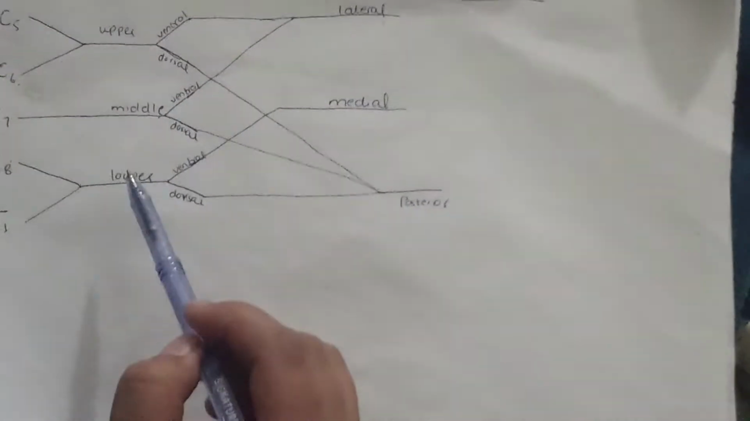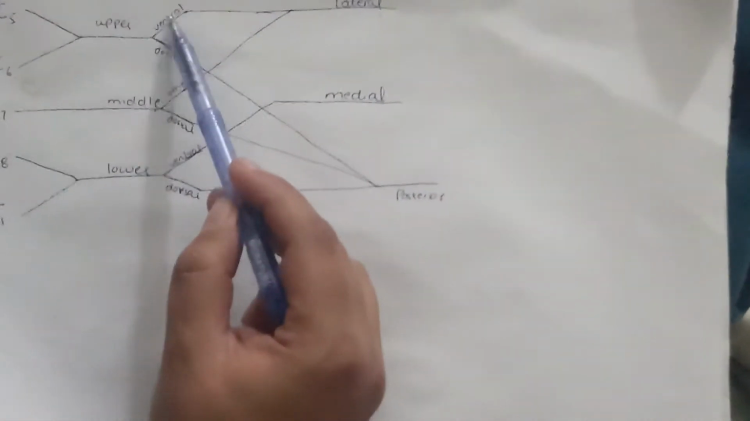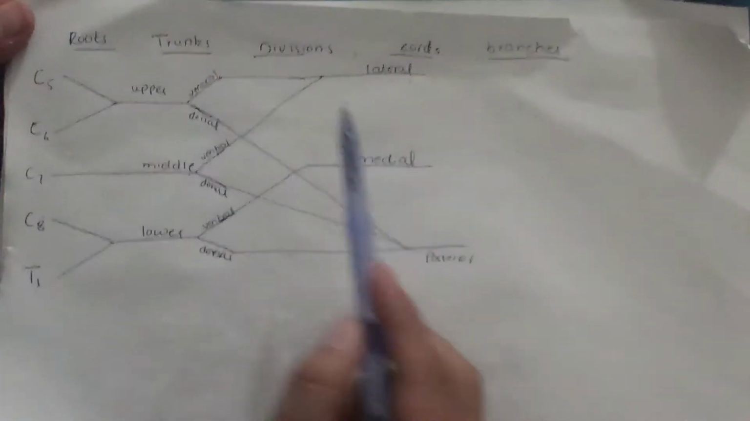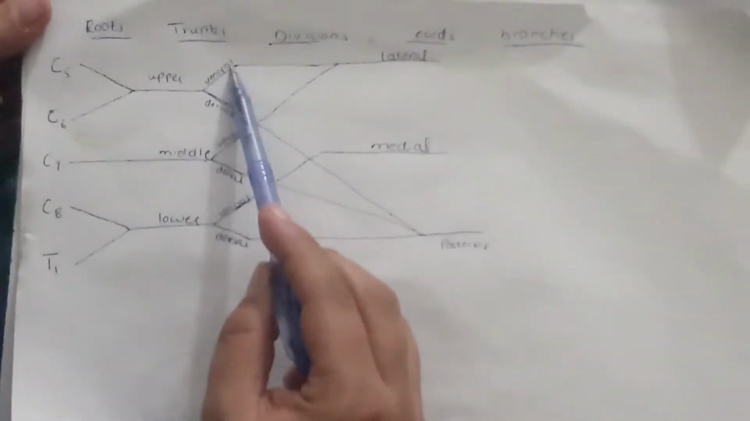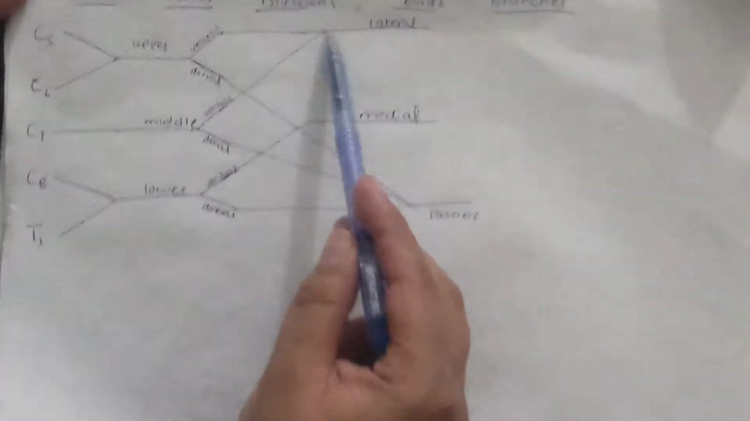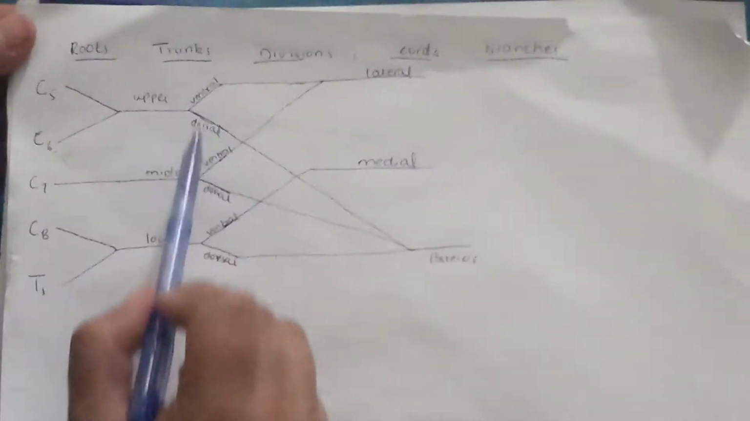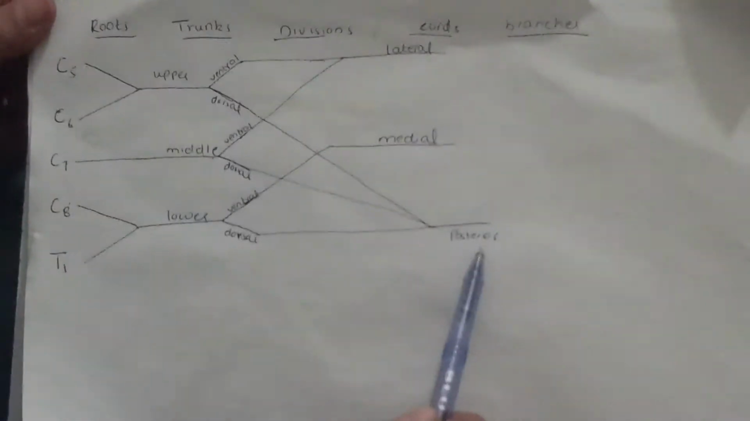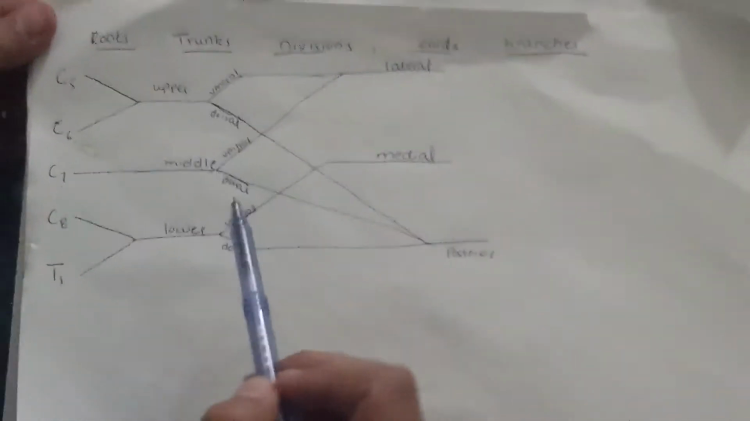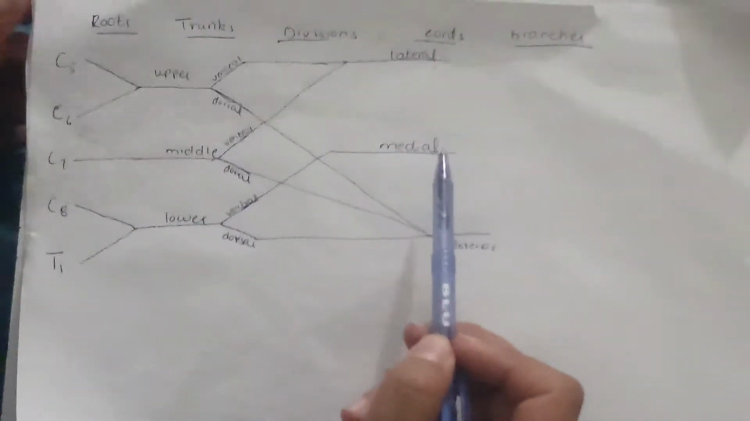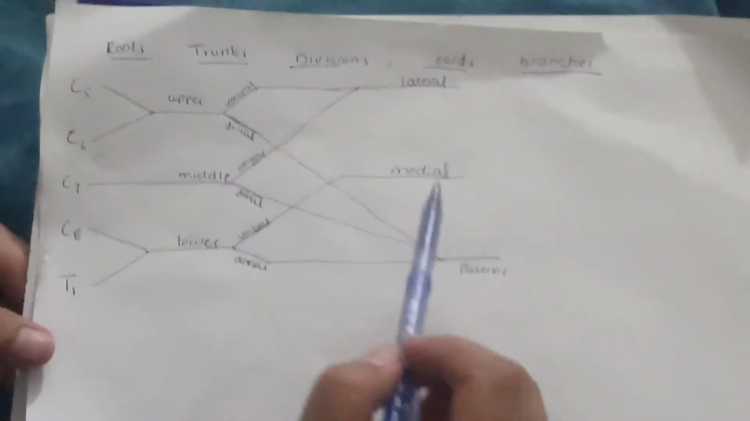After the formation of the trunks, these trunks will give rise to the ventral and the dorsal divisions, as you can see. Now the ventral division of the upper and the middle trunk will meet and form the lateral cord. Then dorsal divisions of all the three trunks will combine to form the posterior cord. Then the ventral division of the lower trunk will come into the midline and form the medial cord. I hope this is clear. After that, we will discuss the branches one by one.